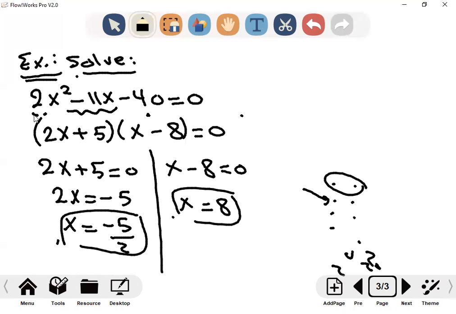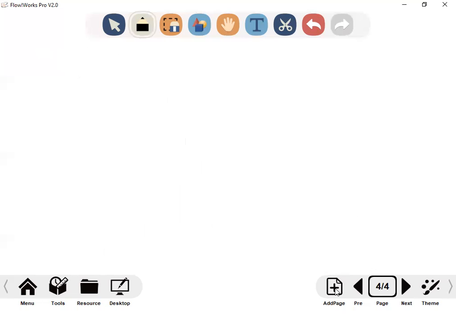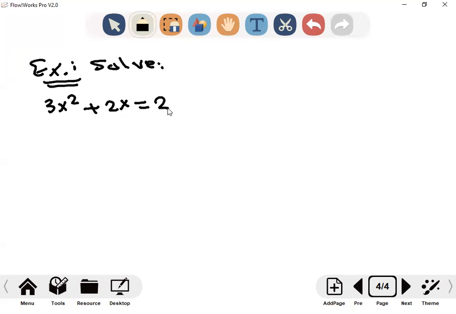Thank you. Okay, let's take another example about this formula, this idea. Let's take another example. Example, solve. Calm down, calm down. 3x power 2 plus 2x equal 21.